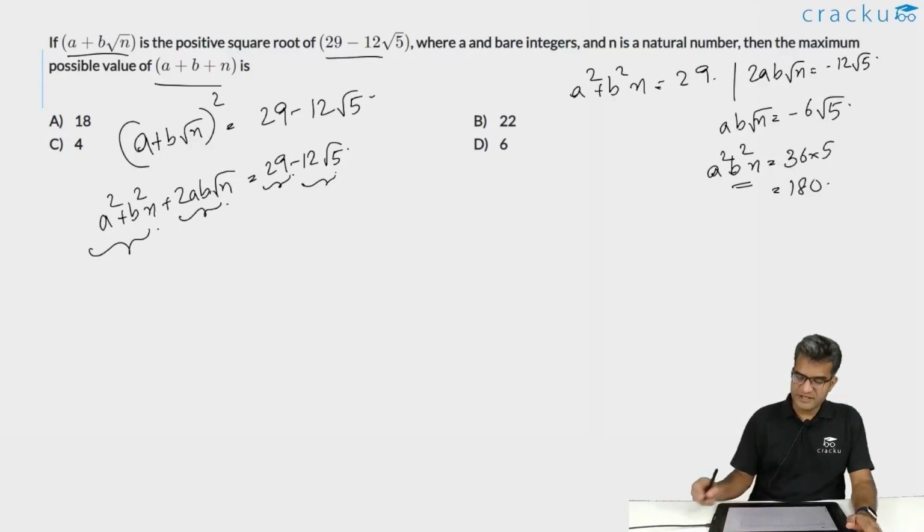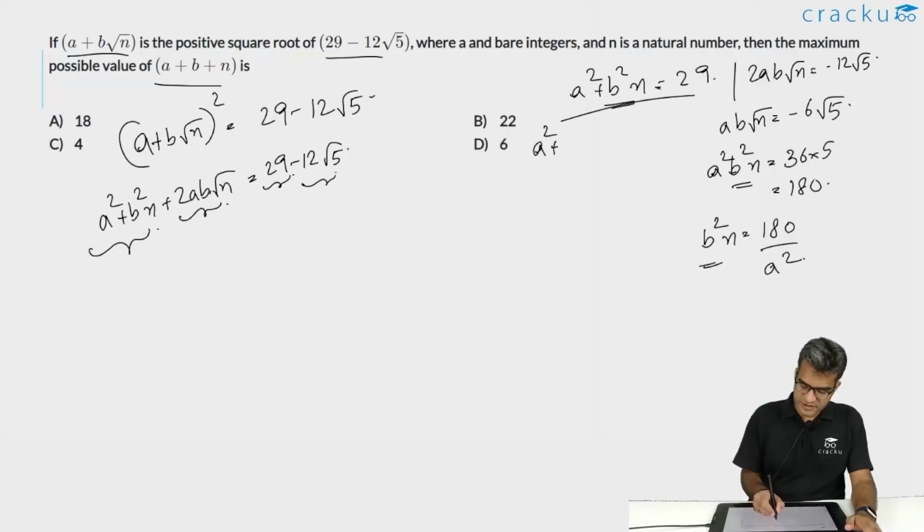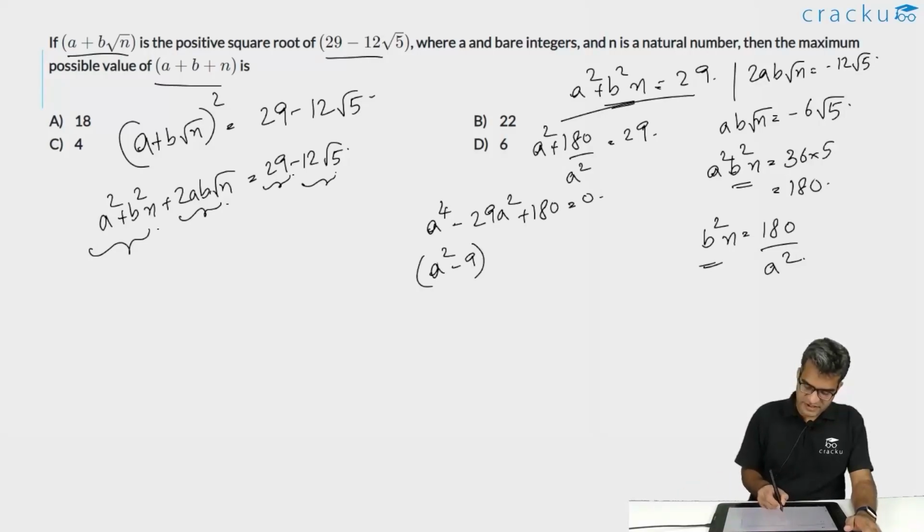Now b square n is over here and over here. So we can assume that b square n is equal to 180 by a square. If you are substituting b square n in the first equation, you are going to get a square plus 180 by a square is equal to 29, or a to the power 4 minus 29a square plus 180 is equal to 0, or a square minus 9 into a square minus 20 is equal to 0. So the value of a square is either 9 or it is equal to 20.